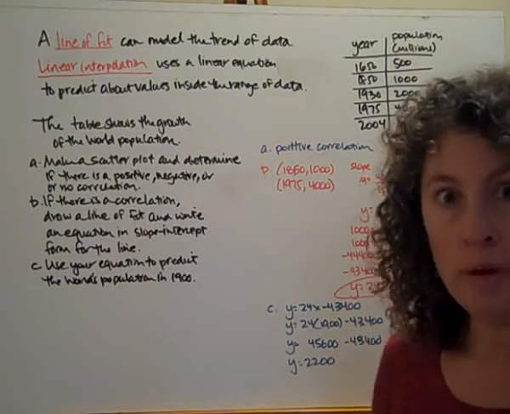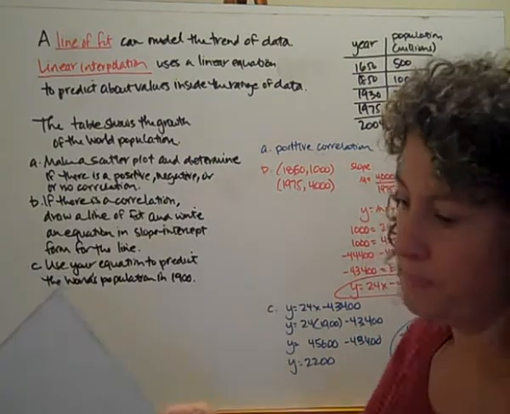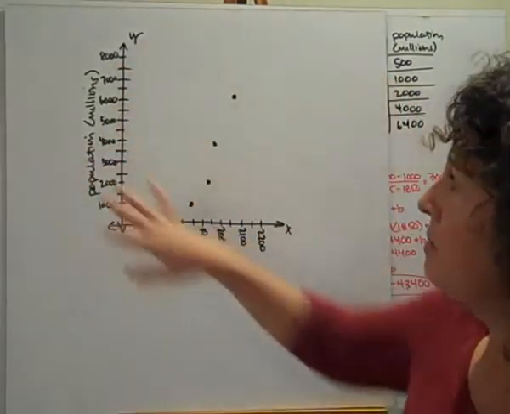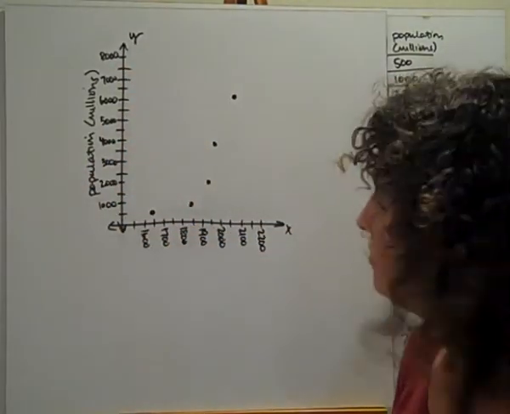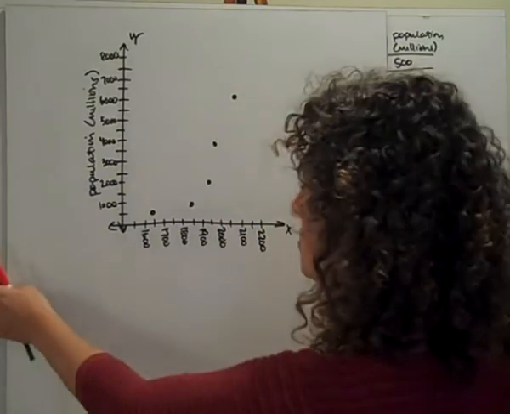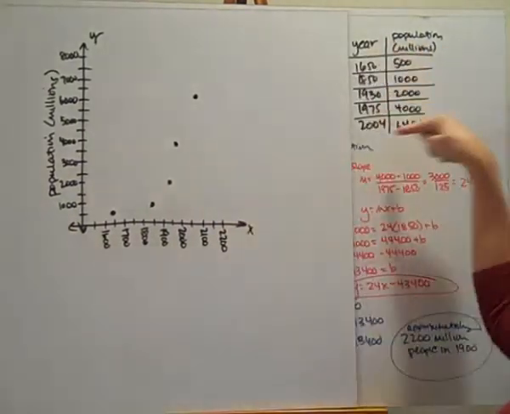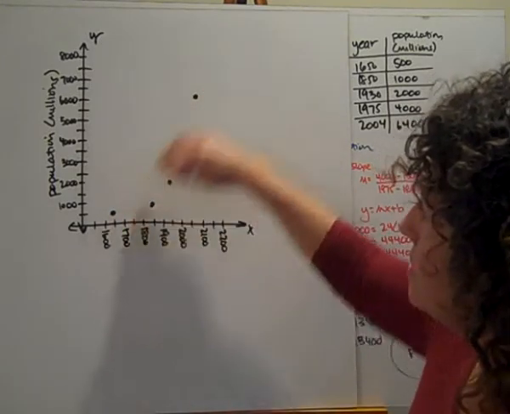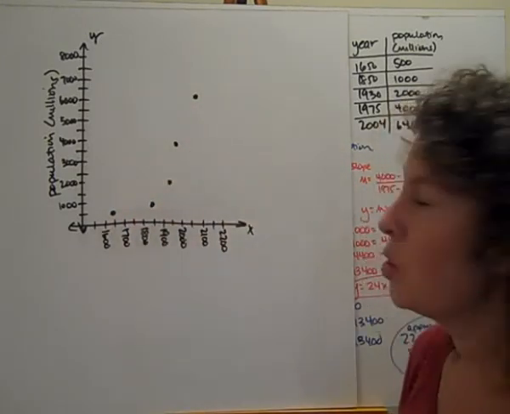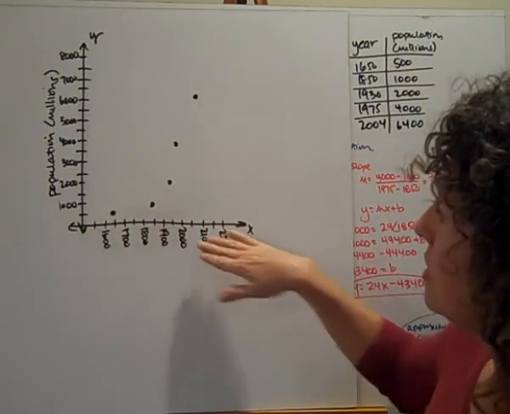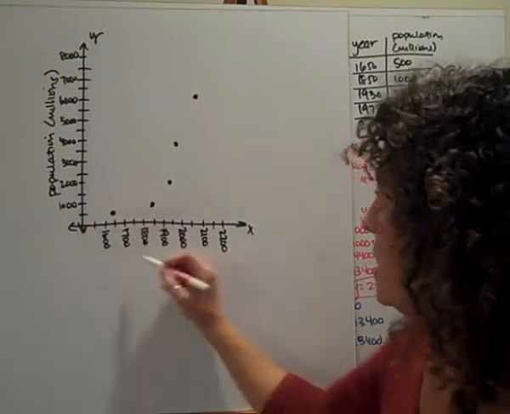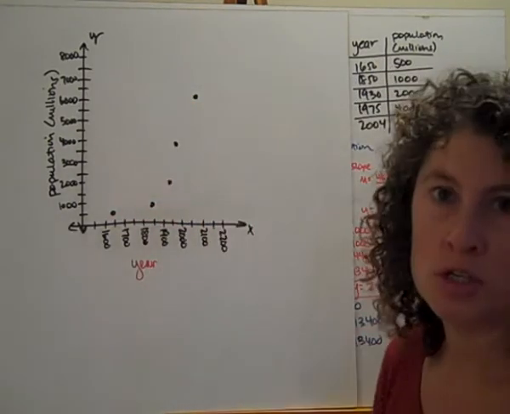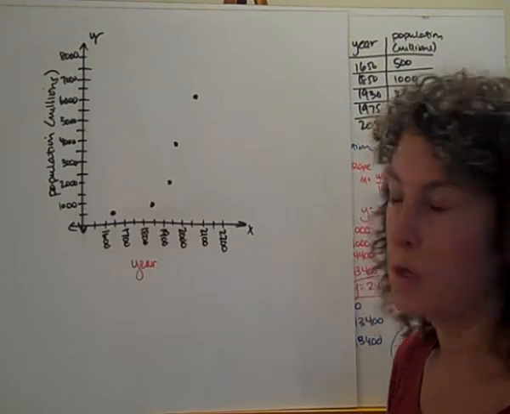I'm going to go to another graph here because I couldn't quite fit it on this board. If I take my coordinate plane and make a graph of that data, this is what it looks like. Here's my coordinate plane based on the data in this table. If I look for a correlation, this definitely has a positive correlation. It seems like as the years go up, my population is increasing. So I would say this has a positive correlation.